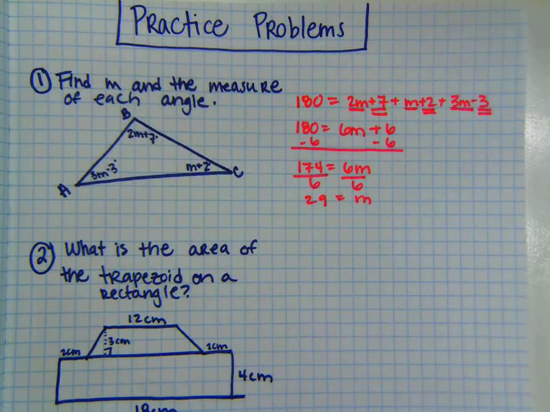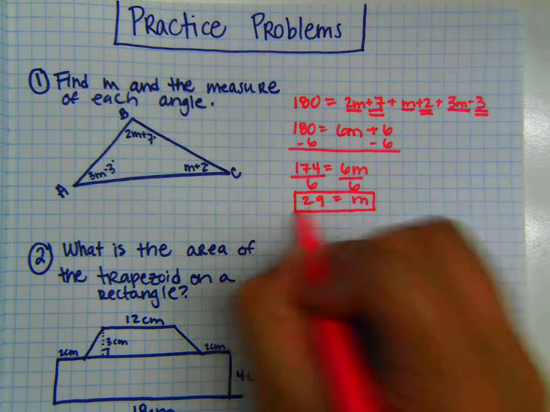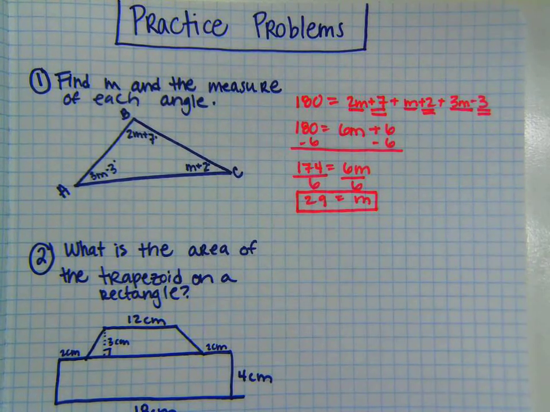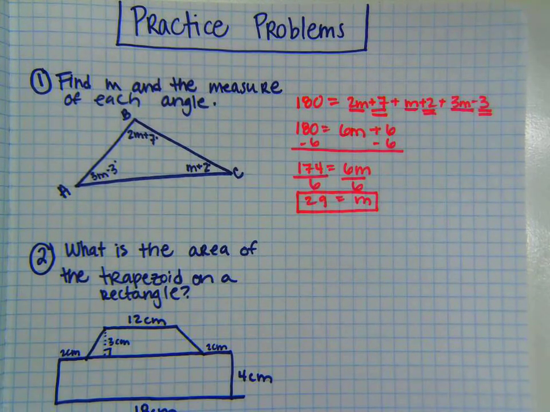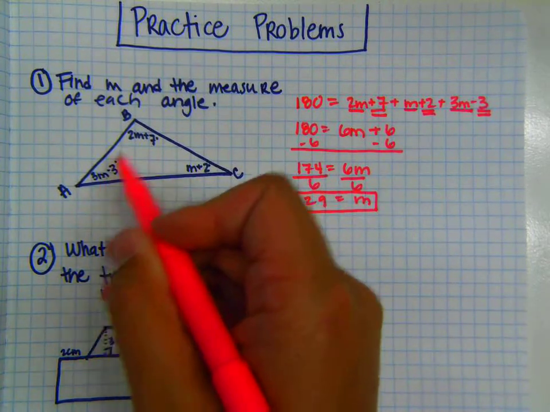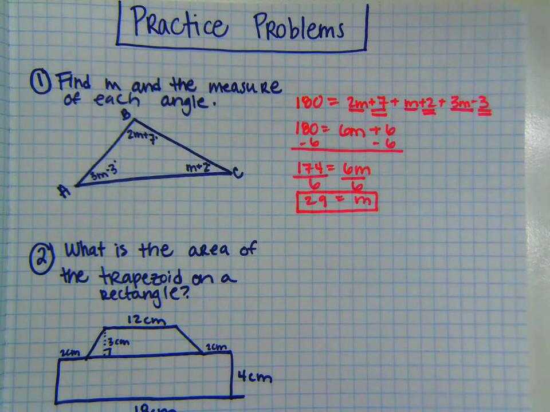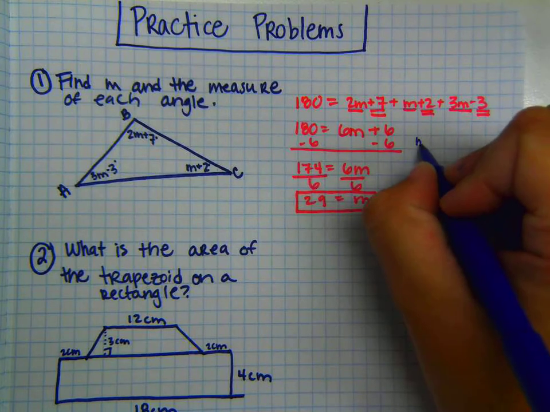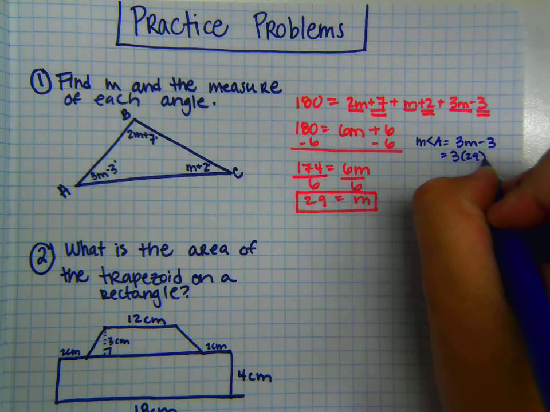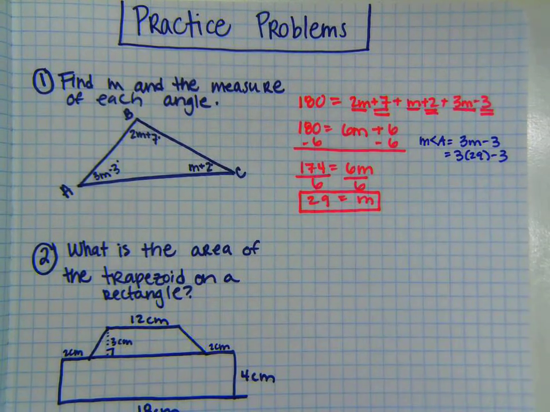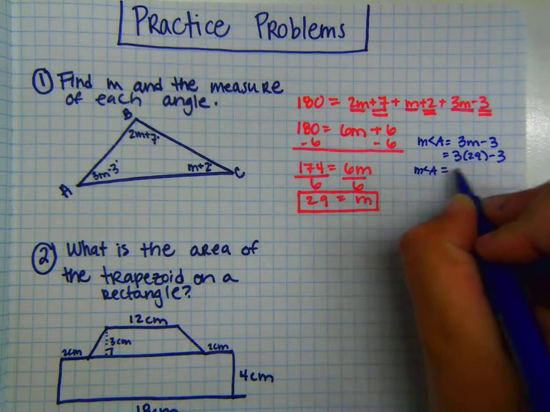Let me just double check that that's the right math. Yeah, m is 29. So that's the first part of the problem, it asks for m. The second part says, and the measure of each angle. So with that m, I'm going to plug it in to each of those and solve for the degree measure. For angle A, that's 3m minus 3, which means I'm going to plug in 29. So we do 3 times 29 minus 3, and we get the measure of angle A is 84 degrees.